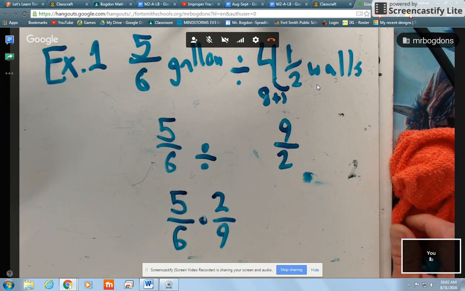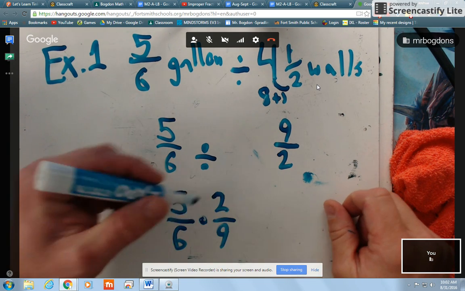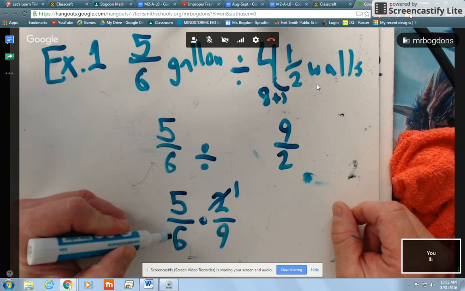Okay. Before I multiply, are there any common factors between 5 and 6 or 2 and 9? No, they're already simplest form. Are there any common factors between 6 and 2? Yeah. What's the common factor? 2. So what is 2 divided by 2? 1. What is 6 divided by 2? 3.